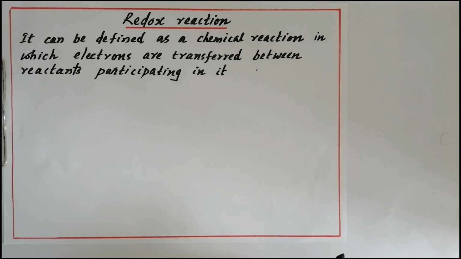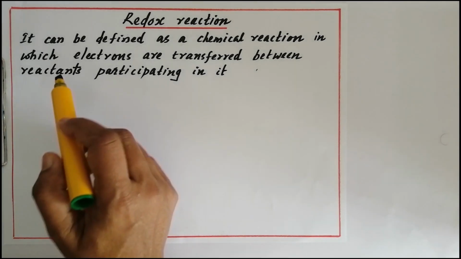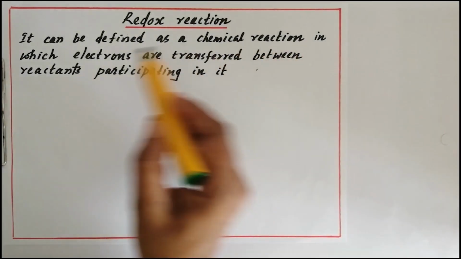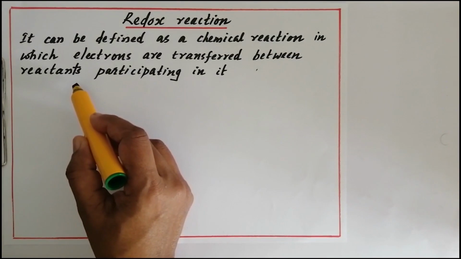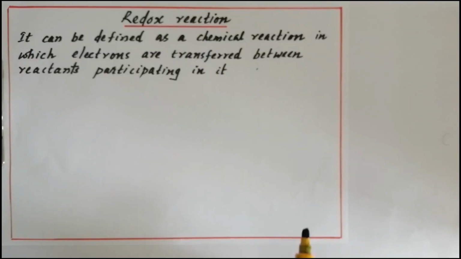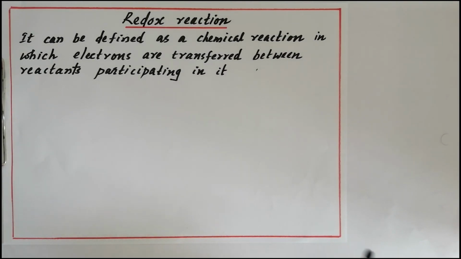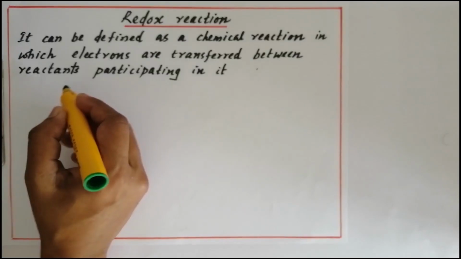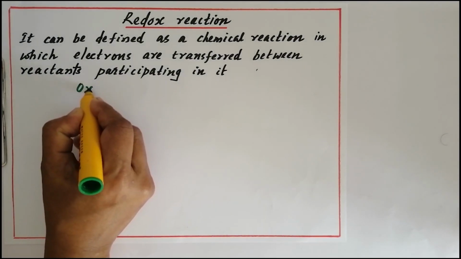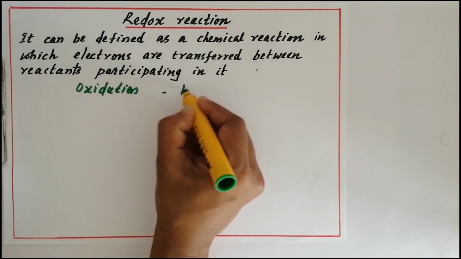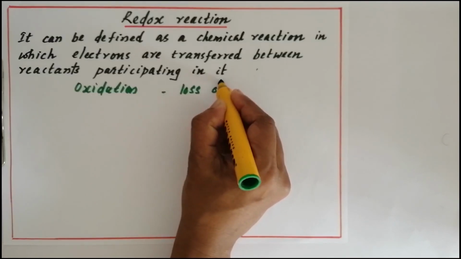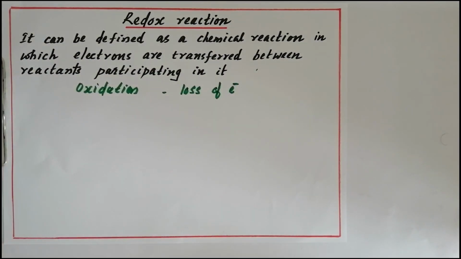Redox reaction. What is meant by redox reaction? It is defined as a chemical reaction in which electrons are transferred between reactants participating in that reaction. Redox reaction consists of oxidation and reduction. So what is meant by oxidation? Oxidation is a process in which there is loss of electron. So when loss of electron is there, the reaction is called oxidation.